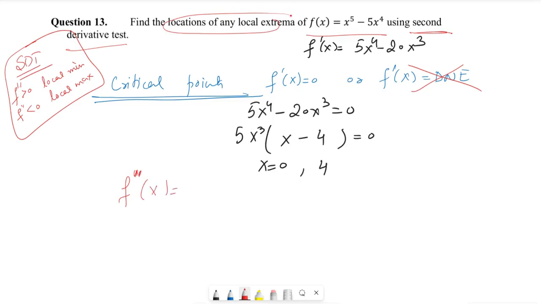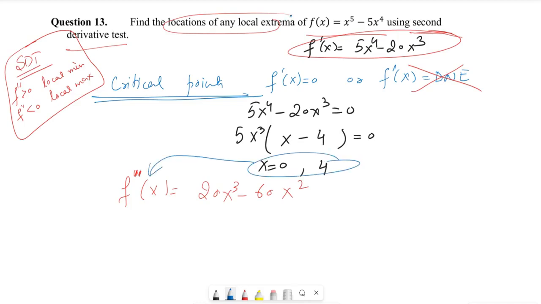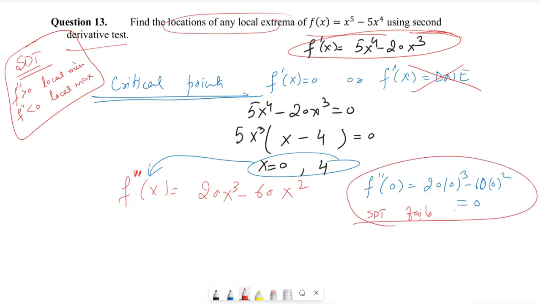The second derivative of the function, by differentiating that, is 20x^3 minus 60x^2. And we put our critical points in the second derivative. Second derivative at 0 is 20 times 0 cubed minus 60 times 0 squared. That comes to be 0. Whenever the second derivative comes to be 0, then we say the second derivative test fails. It doesn't tell us whether 0 is a local max or minimum.